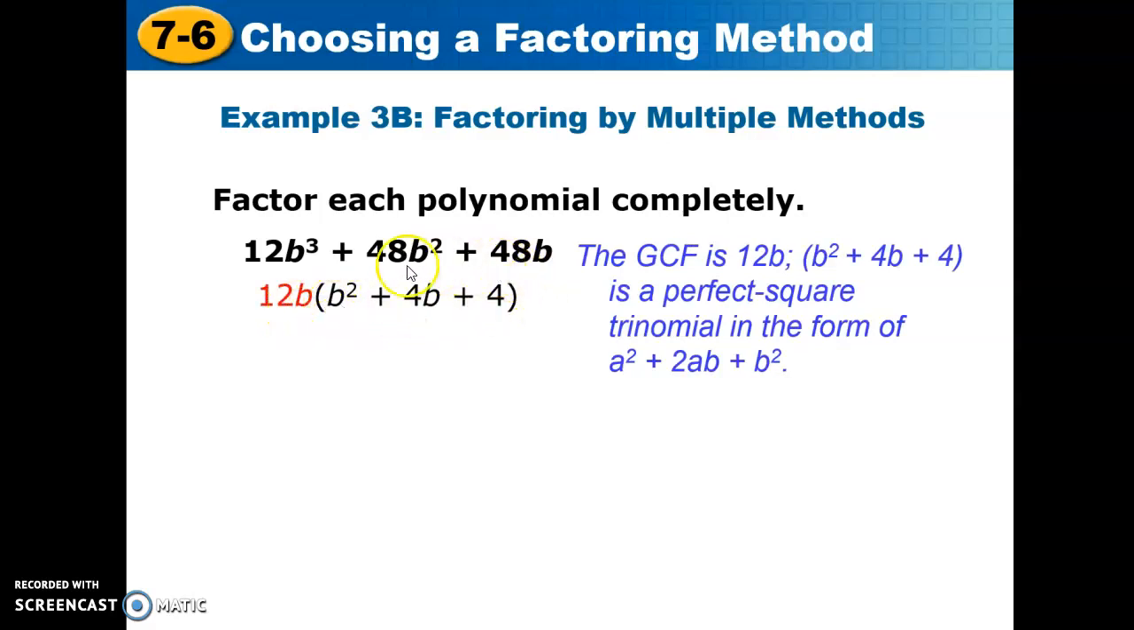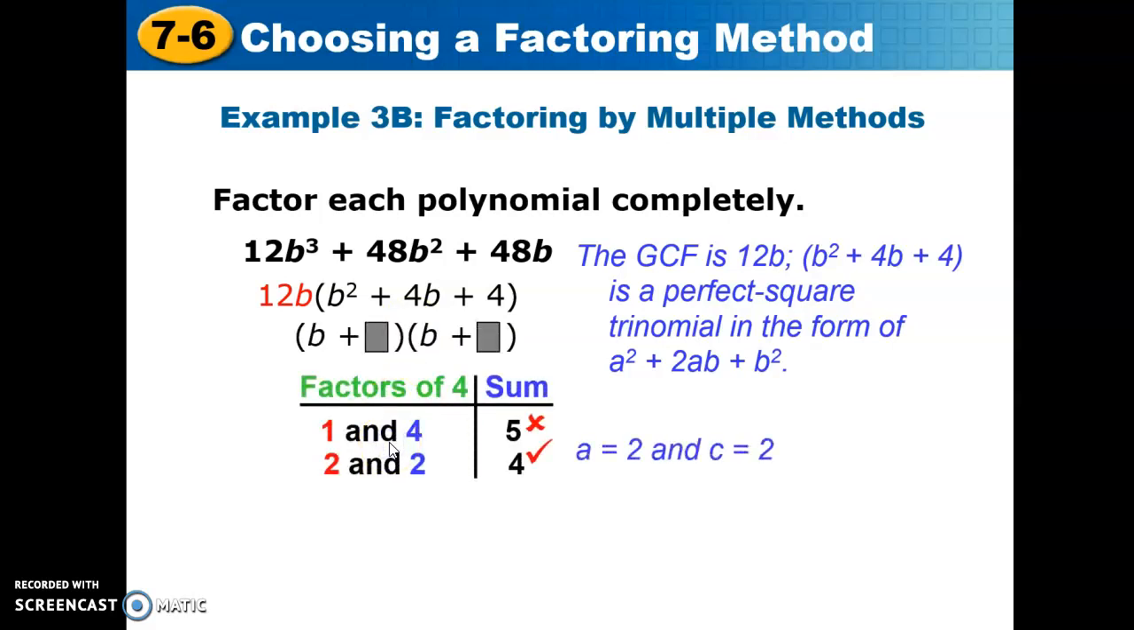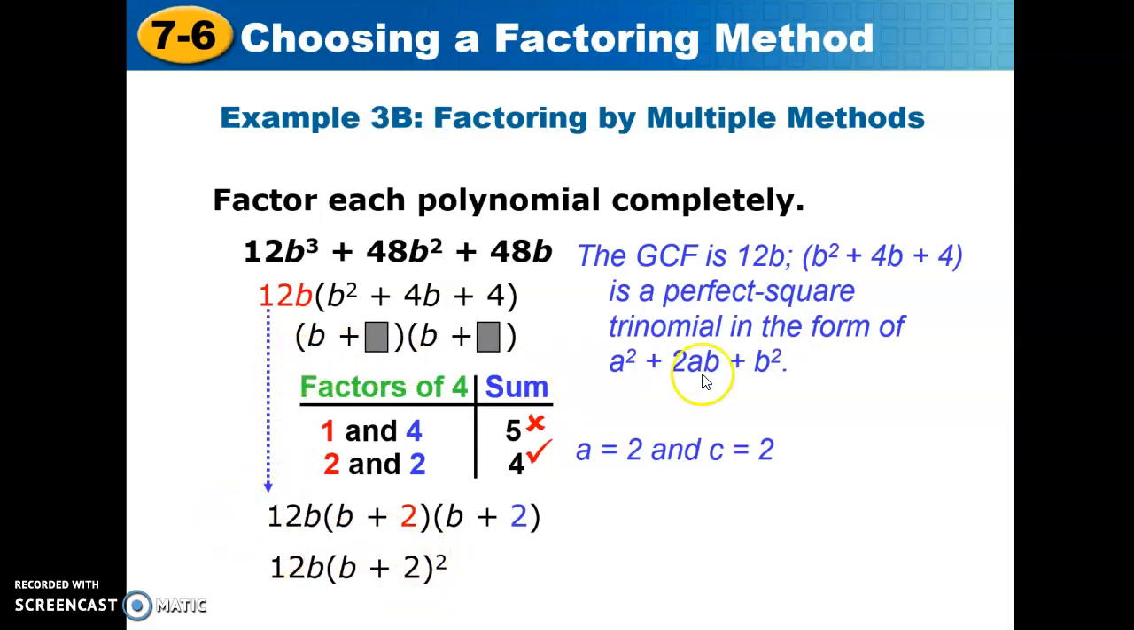We have to look and see if this is a perfect square trinomial. And it is. This is actually a carbon copy of a problem a couple problems ago. And we end up with 12b times b plus 2 times b plus 2. I'm not sure why they do it this way, because you can simply say b plus 2 squared because it's a perfect square trinomial. Okay, so this whole section right here, if you know your perfect square trinomial, you can skip from here down to that last step.